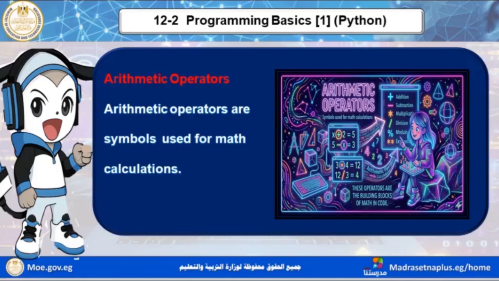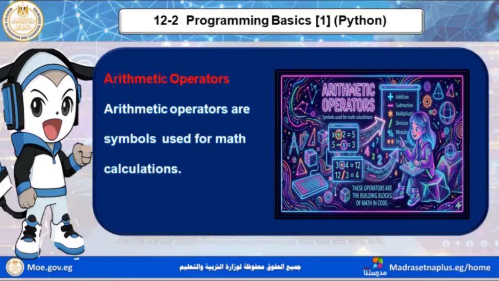And we have also the logical operators. Do you remember the logical operators? Yes, sure. They are the and operator and the or operator that we use when we would like to combine more than one condition, if you remember. Back to our lessons. So arithmetic operators are symbols used for math calculations.